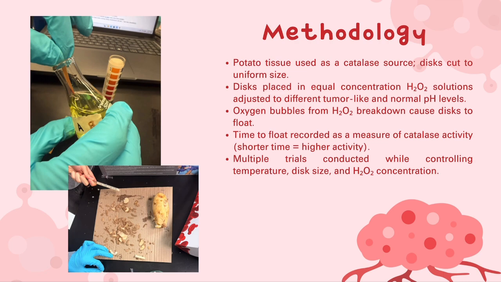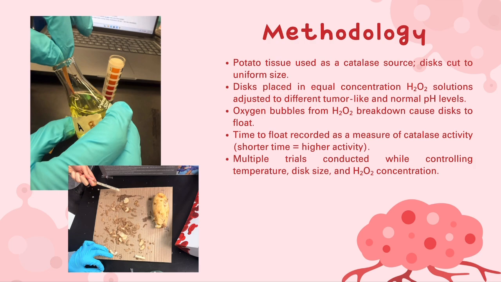Potato tissue will be used as a source of catalase, with uniform potato discs prepared to ensure consistency. The discs will be placed into hydrogen peroxide solutions of equal concentration that have been adjusted to different pH levels representing tumor-like acidic conditions and normal physiological pH. As catalase breaks down hydrogen peroxide, oxygen gas will form and cause the disc to rise to the surface. The time required for each disc to float will be recorded as an indirect measure of catalase activity, with shorter times indicating higher enzymatic activity.